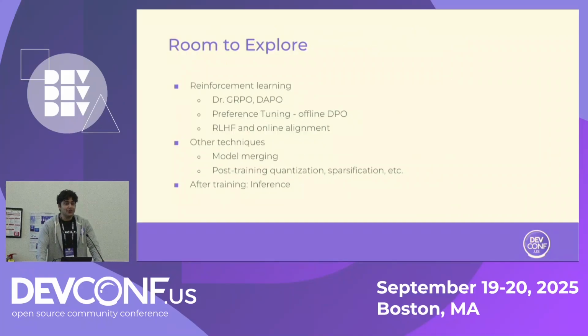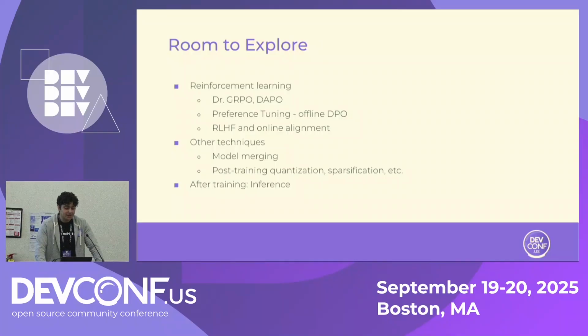Now, there's a lot of room to explore, both in terms of reinforcement learning as well as other techniques in the post-training world. For example, if you did find reinforcement learning to be something you might be interested in, there are extensions today like Dr. GRPO and DAPO that improve upon GRPO. There's stuff like preference tuning, which you can do offline with methods like DPO. There's online methods for alignment like RLHF that are designed to get user feedback and incorporate that for preference tuning. So there's a lot to do in reinforcement learning, and a lot to do outside as well.